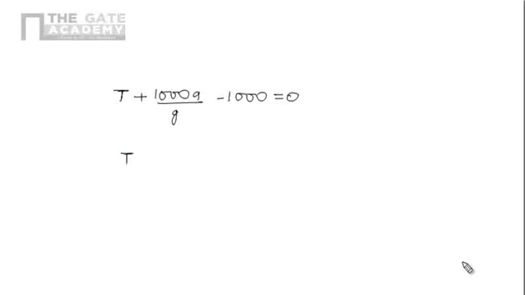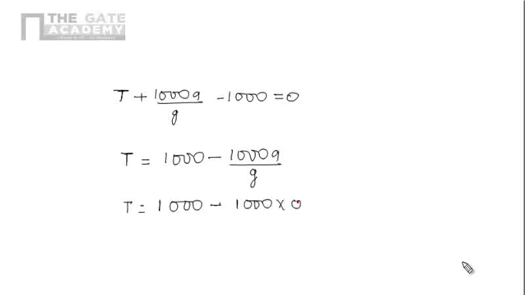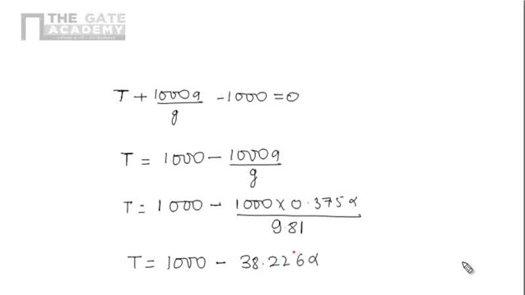So we can again rewrite T equals 1000 minus 1000 a by g, and if we put the value of a in terms of alpha here, that is 1000 minus 1000 into 0.375 alpha, and if we put the value of g, that is 9.81, we will get T equals 1000 minus 38.226 alpha. So now we have the expression of T in terms of alpha.